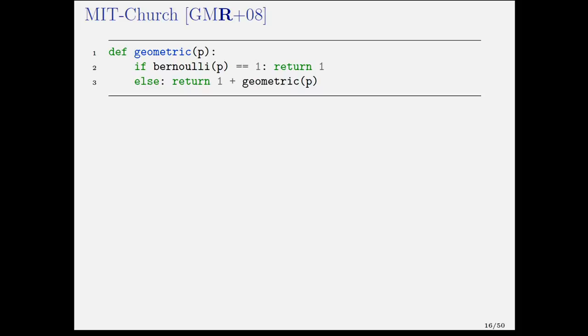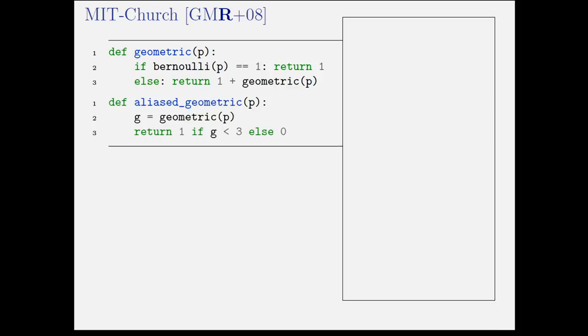I'm going to give you a bit more detail about how this trace MCMC works. Here's a geometric program. It's going to sample for me a random integer, and it has a potential infinite path. Now what I've added is an additional computation. This is going to call geometric, and this represents the computation associated with checking that the geometric has a value strictly less than 3. Okay, so it's going to be 0, 1, or 2.